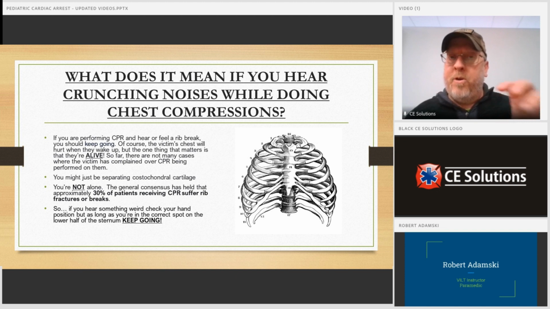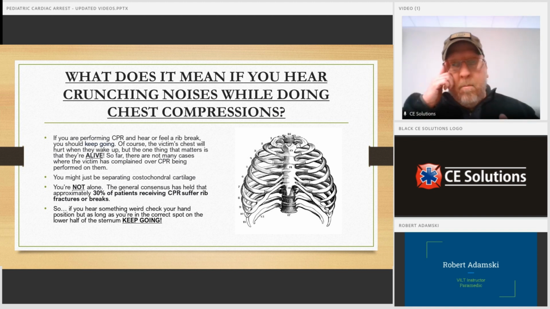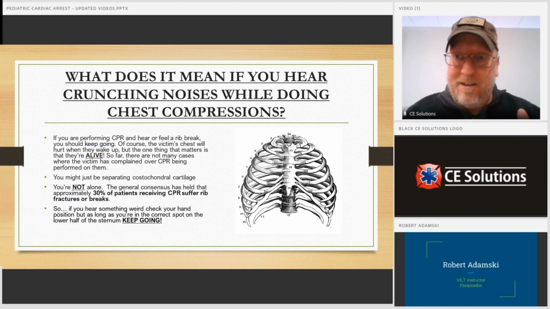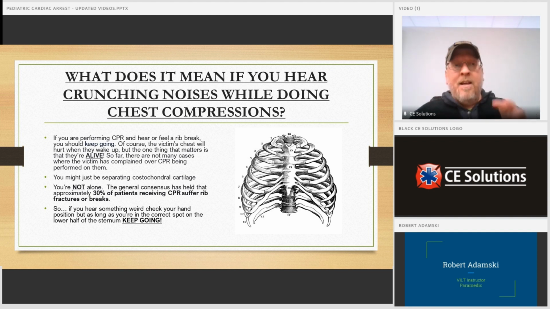So, therefore, if you do hear crunching noises, what you as an EMT need to remember is check your position. All right. Make sure you're in the right spot. Make sure you're doing your chest compressions over the part of the thorax that you're supposed to. You're not off to the side. You're not too low. You're not too high. But then if you are in the right spot, keep going. Don't stop. Don't freak out. Don't lose your mind. That's the key point. That's the takeaway message that I want you to take home with you.